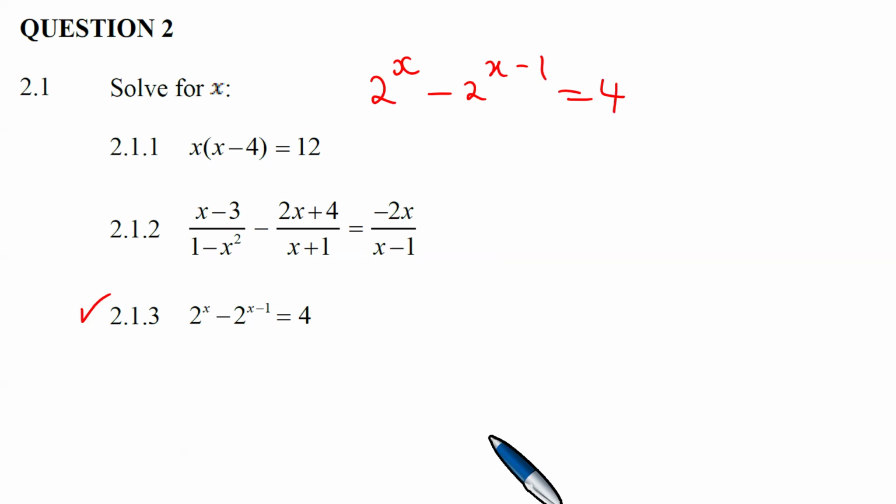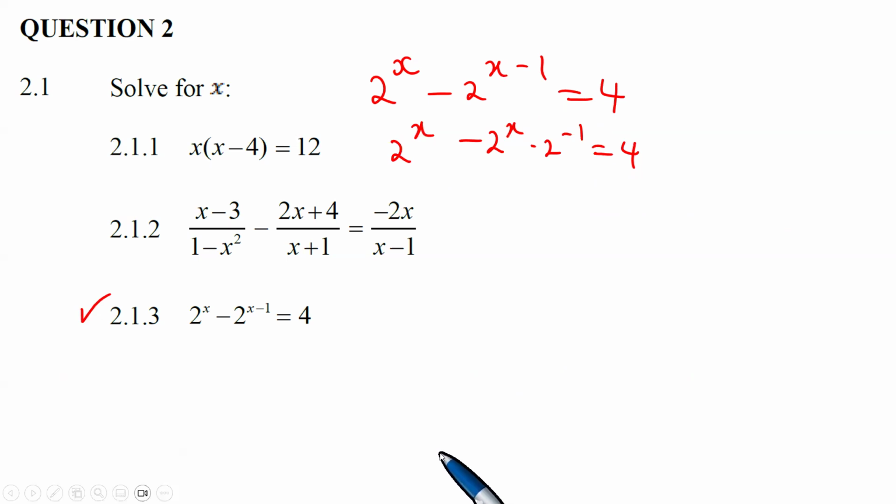I get 2 to the power of 0, which is 1. It's about 2 to the power x minus 1 equals 4. So we can separate these ones, like this. Because this one is 2 to the power x minus 1, so we break it into 2 to the power x and then 2 to the power minus 1.